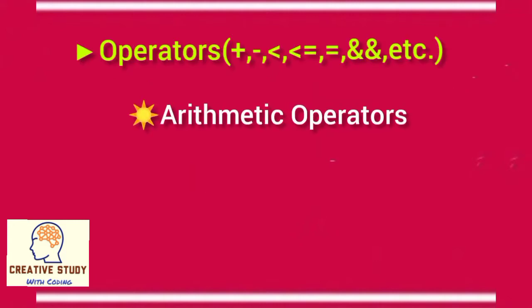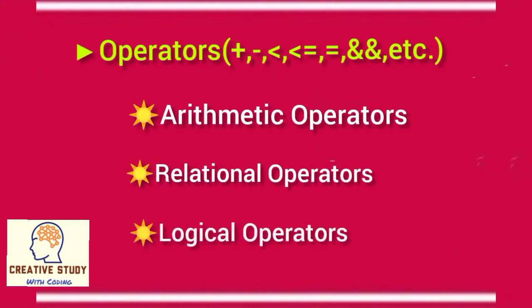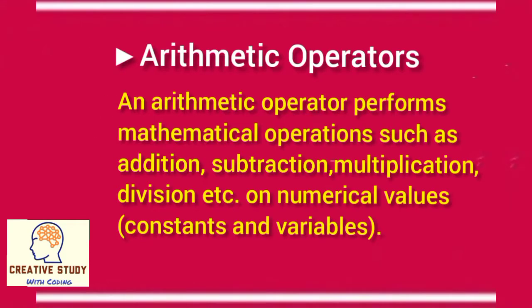Come to the operators. There are three types of operators: arithmetic operators, relational operators, and logical operators. Arithmetic operators: an arithmetic operator performs mathematical operations such as addition, subtraction, multiplication, division, etc. on numerical values, constants, and variables.